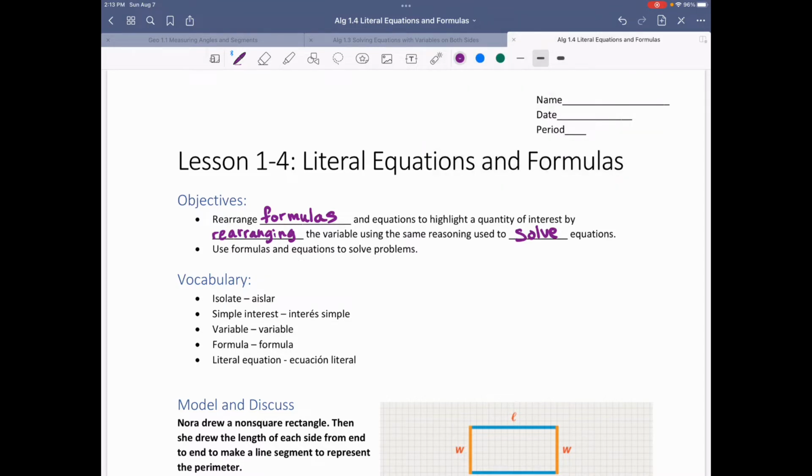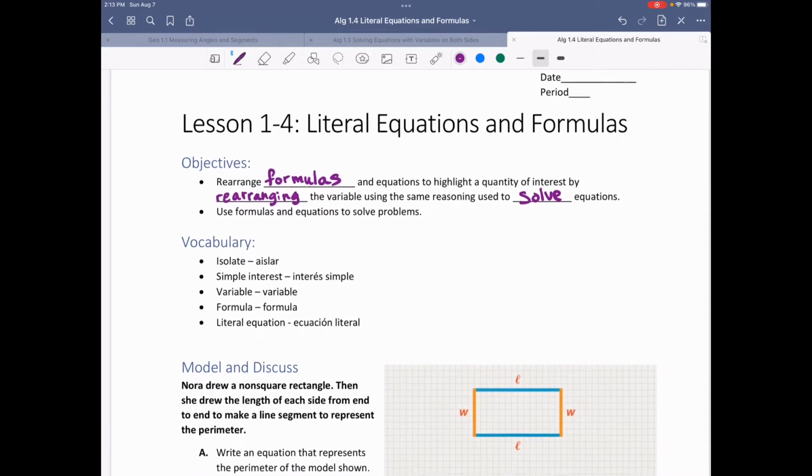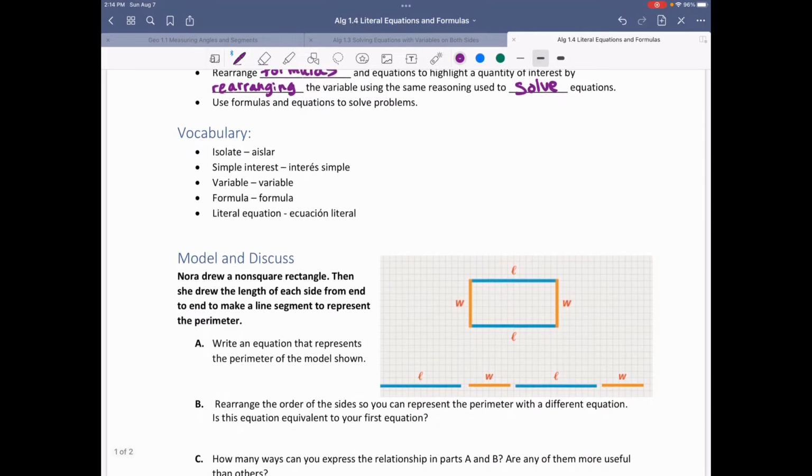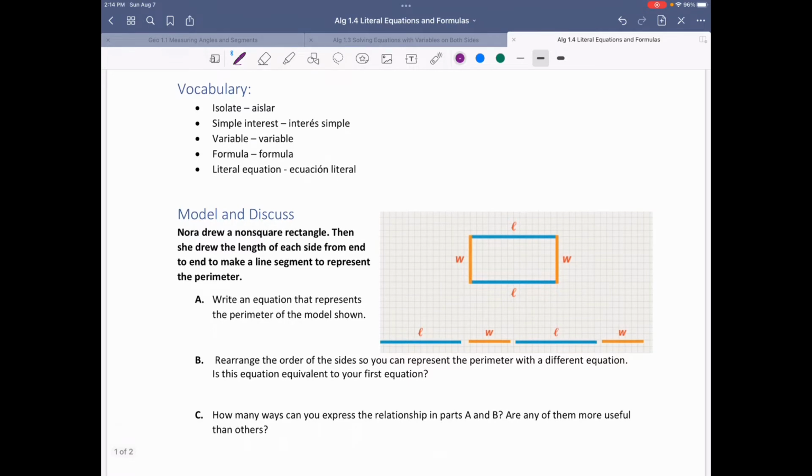The vocabulary for today, I also put in Spanish so that you can learn the Spanish vocabulary and the English vocabulary. Bear with my accent. Isolate, aislar, simple interest, interés simple, variable, variable, formula, formula, literal equation, ecuación literal. Like I said, bear with my accent.